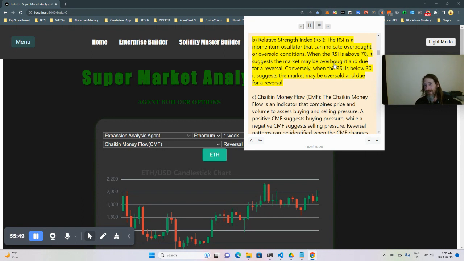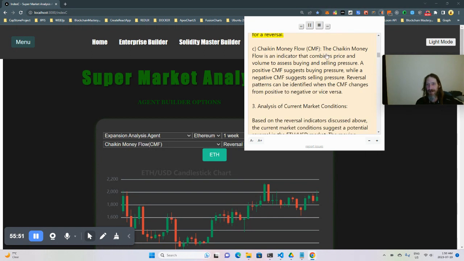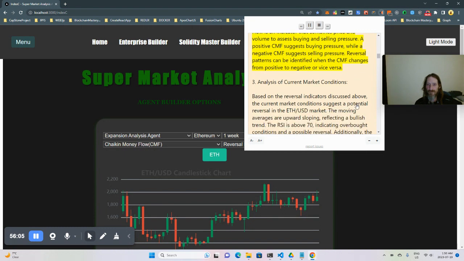So it's explaining. Conversely, when the RSI is below 30, it suggests oversold conditions. C. Chaikin money flow, CMF. The money flow is an indicator that combines price and volume to assess buying and selling pressure. A positive CMF suggests buying pressure, while a negative CMF suggests selling pressure. Reversal patterns can be identified when the CMF changes from positive to negative or vice versa.